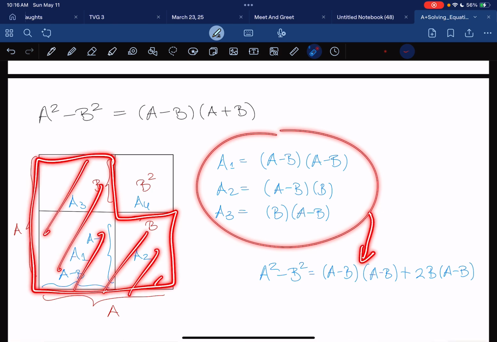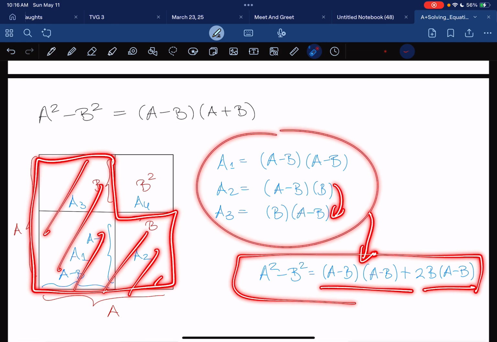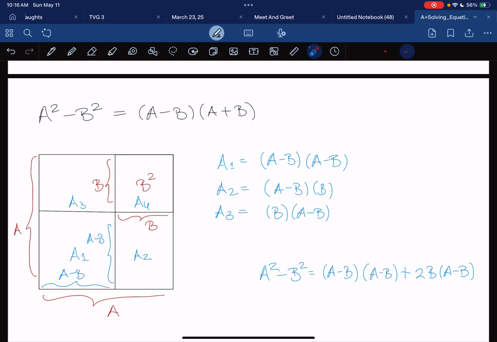So we have a squared minus b squared equals this right here. Again, these terms are the same, you can just move them to the other side and we get the same terms for the same area. So we get this two here. But this is kind of a hard way, and it also makes the equation a bit harder to understand and use.